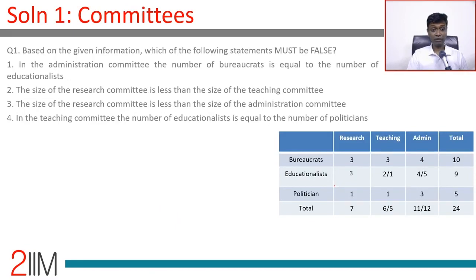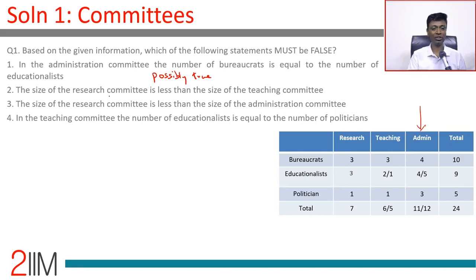Based on the information given, which of the following statements must be false? In the administration committee, the number of bureaucrats is equal to the number of educationalists. Admin committee, bureaucrats equal to educationalists. This is 4, this could be 4. So this is possible, or it is possibly true. So we cannot say must be false.